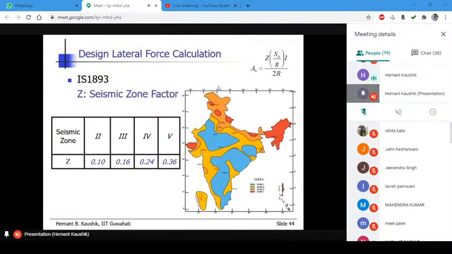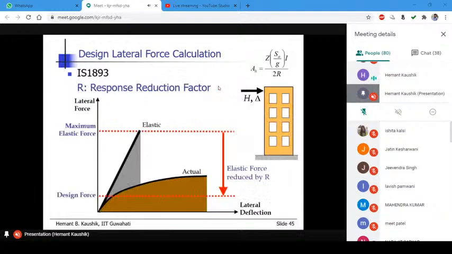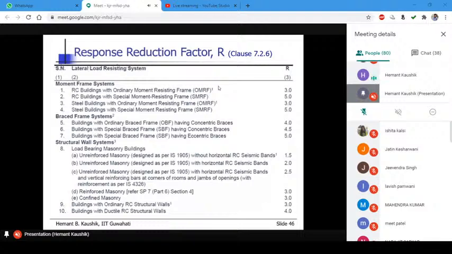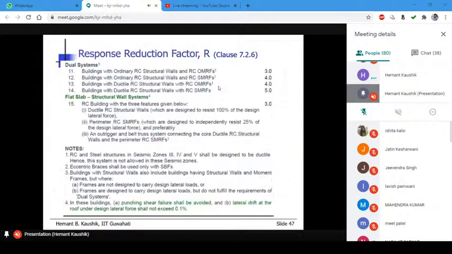So this is the seismic zone factor, you all know. This is the response reduction factor that we have already discussed, and these are the different values of the response reduction factor given in the code for different structures. Okay, the maximum value is 5 for the special moment resisting frames.